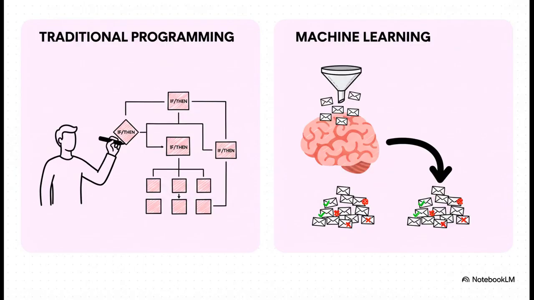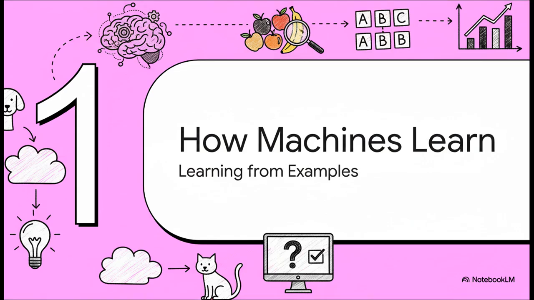Well, with traditional programming, a human, a person, has to sit down and write explicit if this then that rules for every single possibility. It's super rigid. But with machine learning, we completely flip the script. Instead of feeding it rules, we feed it data. Tons and tons of examples, like thousands of emails that are spam and thousands that aren't, and the machine learns the rules for itself. It actually discovers the patterns on its own. And that, of course, brings us to the big question. What does it really mean for a machine to learn? Well, it's all about learning from examples, pretty much the same way you and I do.